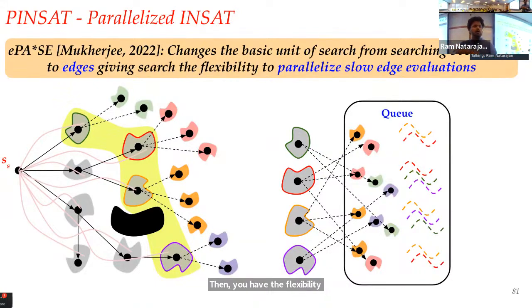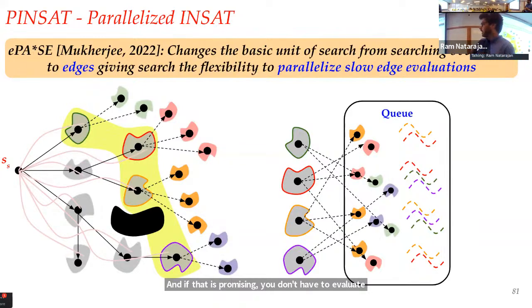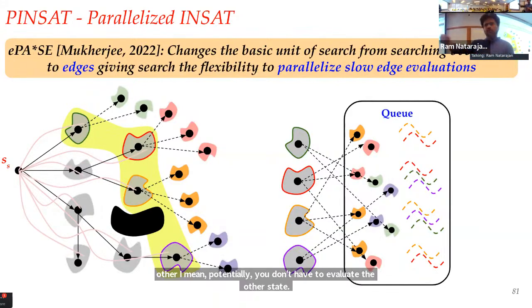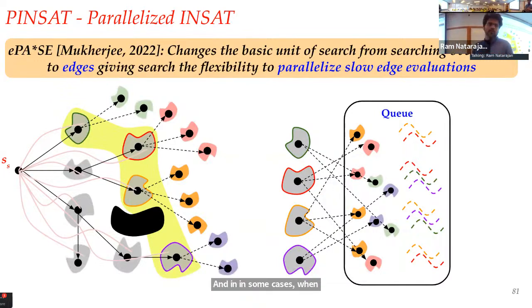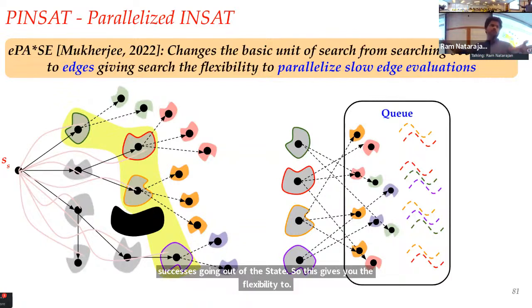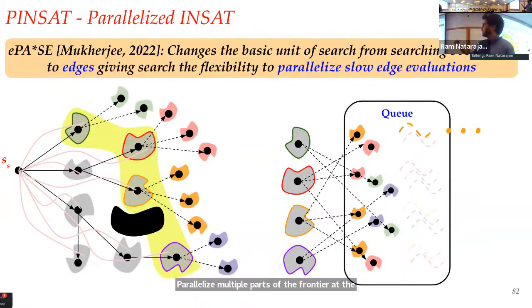What that means is that you might just evaluate one edge going out of a state. And if that is promising, you potentially don't have to evaluate the other edges going out of that state. And in some cases, if such a successor is not promising, you also don't have to evaluate the other successors going out of the state. So this gives you the flexibility to parallelize multiple parts of the frontier at the same time. And if a particular direction is promising, then your search has the ability to brute force its way all the way to the goal without even evaluating any of the adjacent successors.